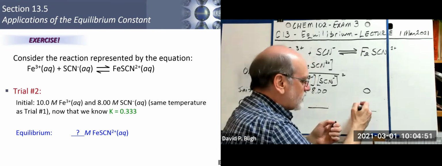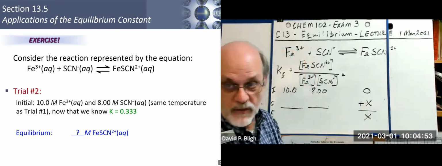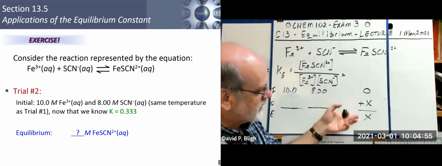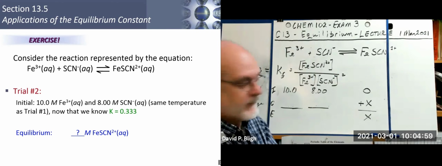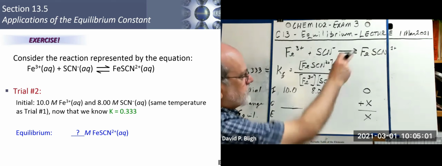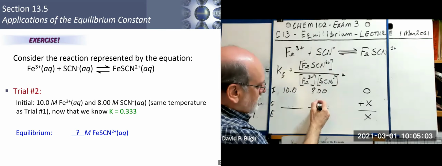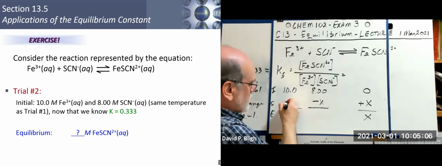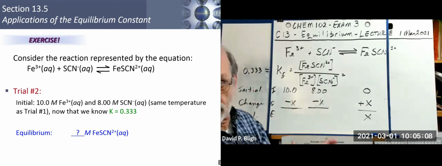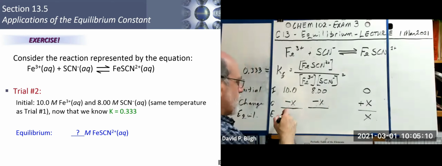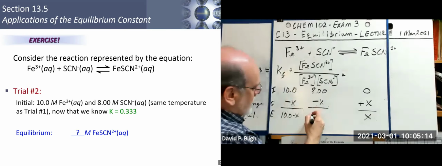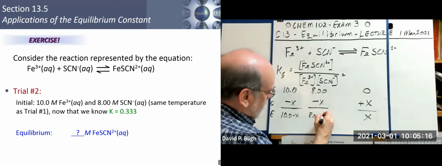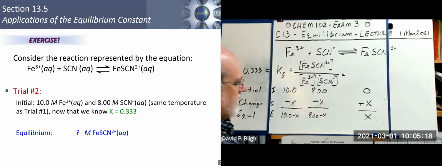So how did it get there? Well, we had to add it here, didn't we? Just like before, when we had a real number, now we got this unknown. We had to add that much to make this. So where did that come from? Well, it's 1 to 1 to 1. So we had to lose an X here and lose an X there in concentration. So now our equilibrium position is 10 minus X for iron and 8 minus X for thiocyanate.